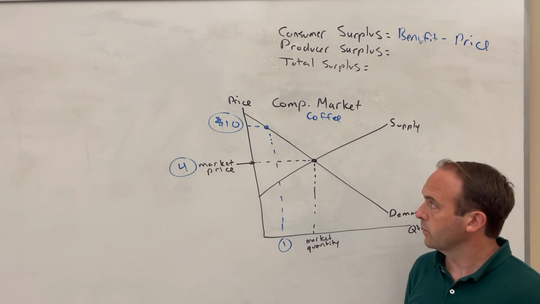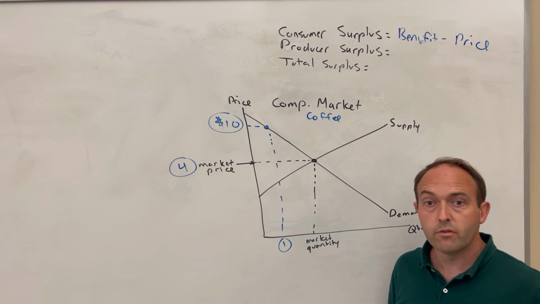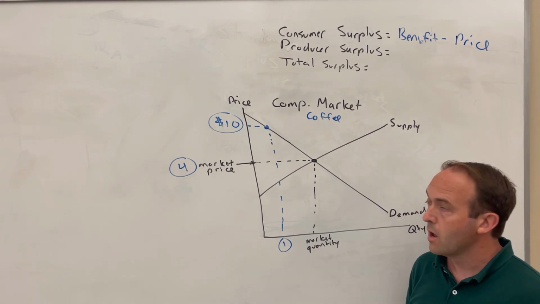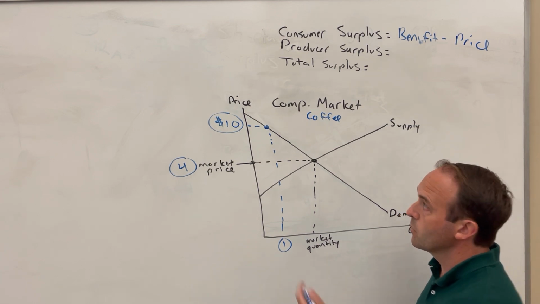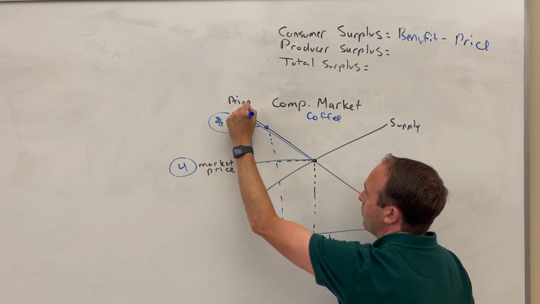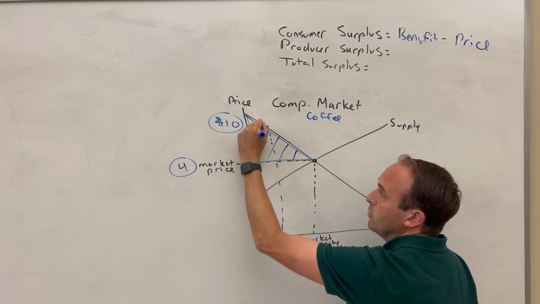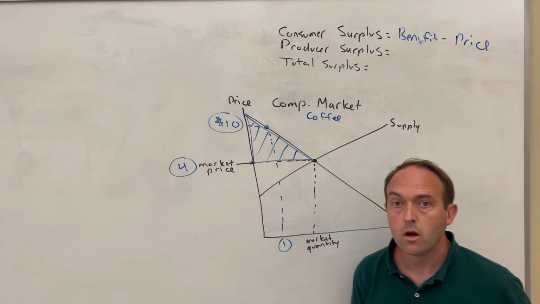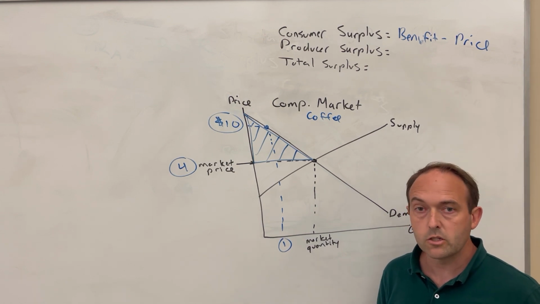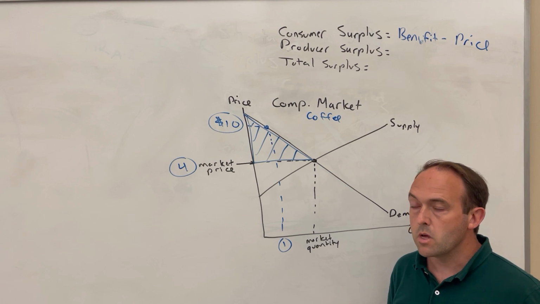And the triangle is going to be bound by the demand function on the top, the market price on the bottom, and the y-axis on the left. So it's going to look like this, right here. That blue triangle right there represents the consumer surplus, all the additional benefits the consumers get beyond the price they pay.